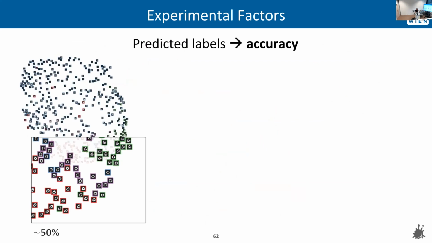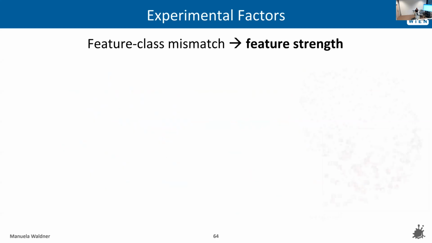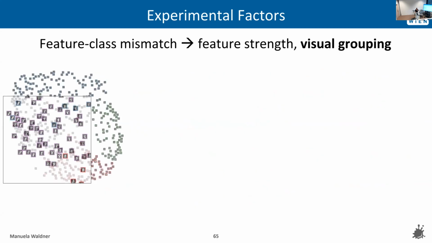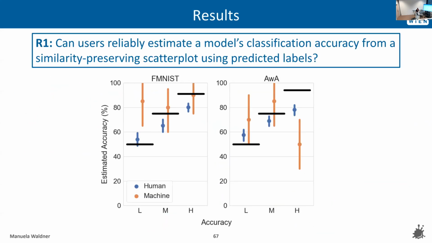So we'll skip the experimental factors. It was kind of tricky to set up the experiment to answer these kinds of questions, actually, so let's just jump to the conclusions directly. Yes, people can do it. That works actually pretty well. These were untrained users. People can estimate how well the model predicts the labels just from looking at such a similarity preserving scatter plot. Much better than the machine in this case, where we just used cross-validation on the training data set, which was very, very small in that example.